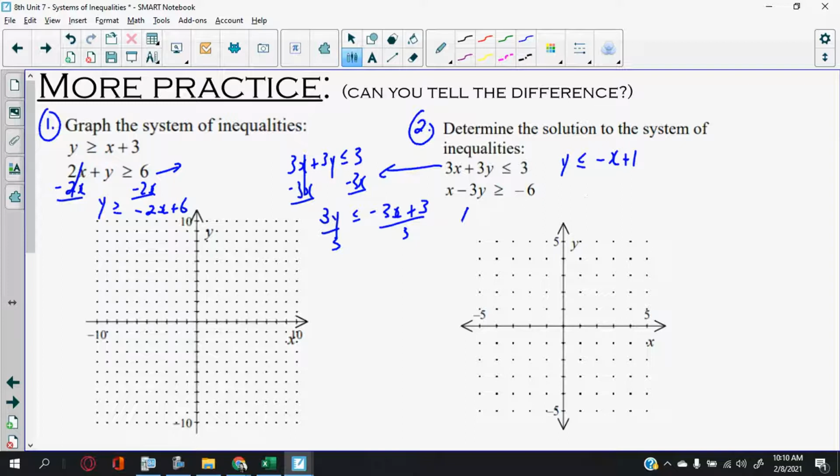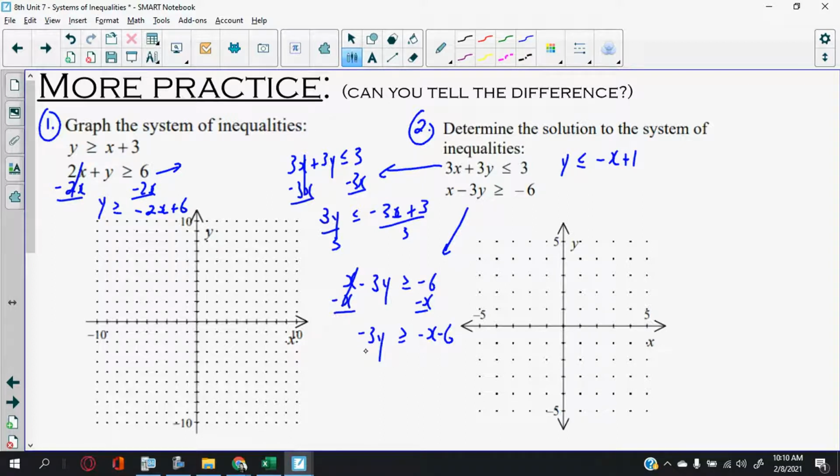Alright, now what about this one? So this is x minus 3y. I should use red actually, but that's okay. Alright, subtract x on both sides. Cancels out. This is negative 3y greater than or equal to negative x minus 6.